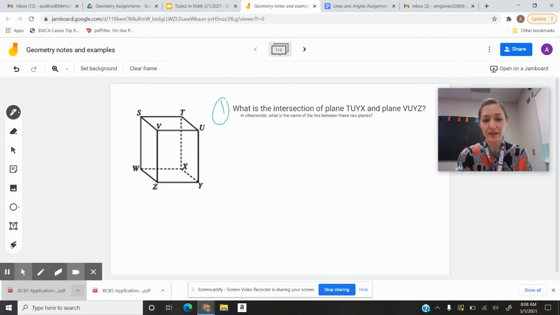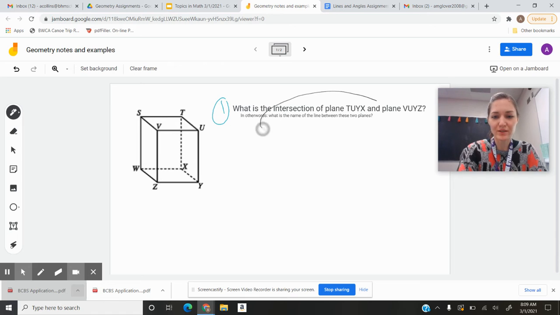So the question is, what is the intersection of plane TUYX and plane VUYZ? I'll be completely honest, when I first read this as a problem that I was supposed to cover, I was like, oh my God, I am in way over my head. I don't know what I'm doing. But then I looked at the multiple choice questions and I was like, oh okay, I think I know what this is now.